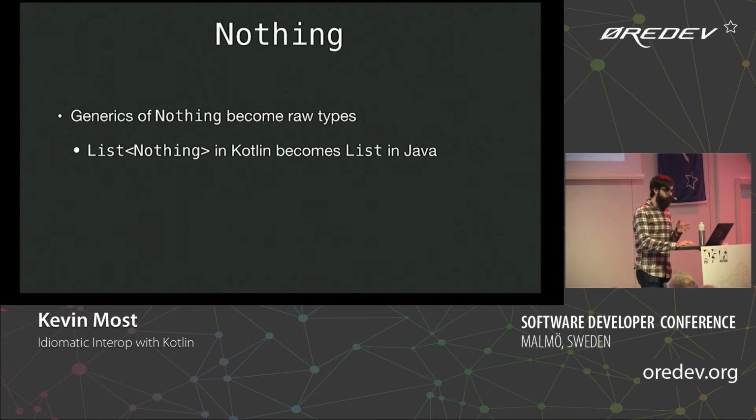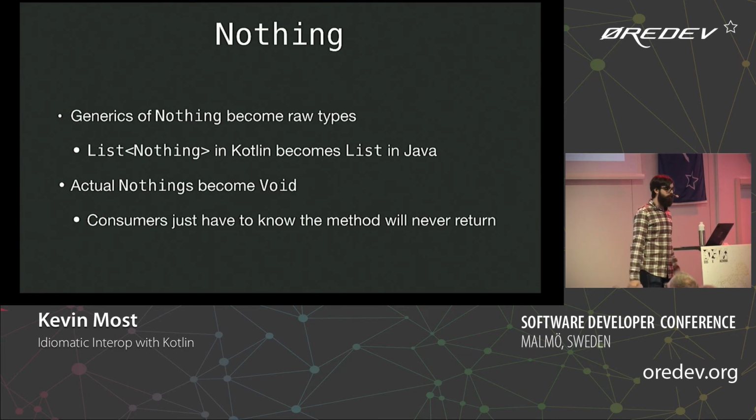So you kind of want to avoid that. You don't really want raw types in your Java. And an actual nothing, like a concrete type of nothing, becomes uppercase Void, and your consumers just kind of have to know that they can't expect this method that should return nothing to return. They'll have to know that it should never return. They should adhere to that contract.